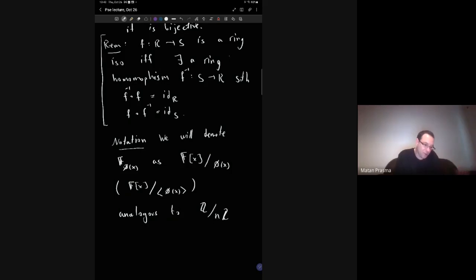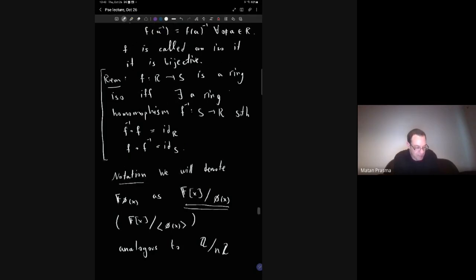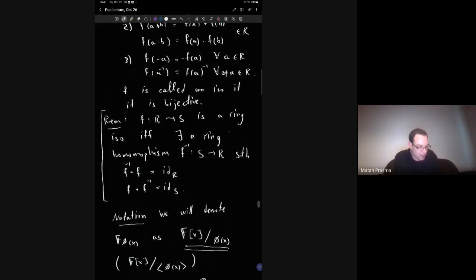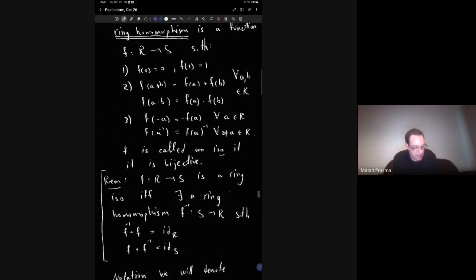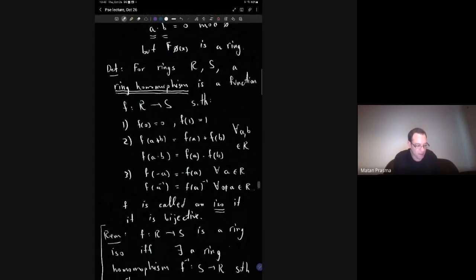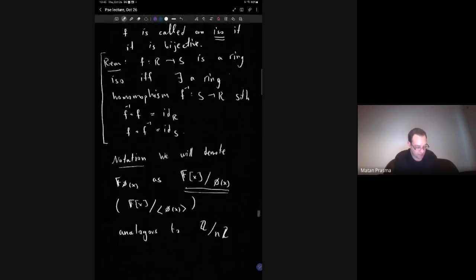So I do not, of course, as I said, I don't want to get into the theory of rings too much, but I do want to use this notation. I think it's useful for you as well. Eventually, what we will need in what's coming up is just this notion of isomorphism of rings, and this will be enough.